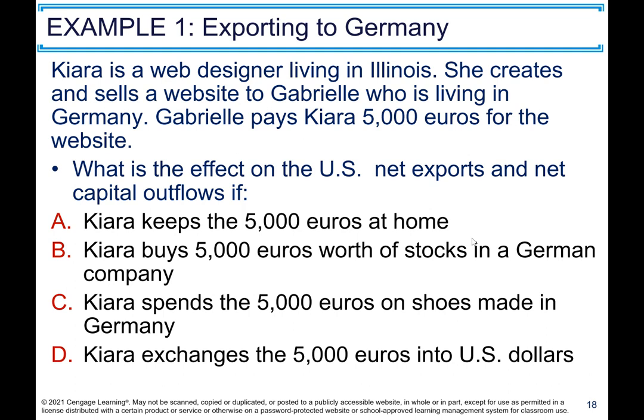What is the effect on the US net exports and net capital flows if, number A, Kiara keeps the 5,000 euros at home? Number B, Kiara buys 5,000 euros worth of stocks in a German company. Number C, Kiara spends the 5,000 euros on shoes made in Germany. And number D, Kiara exchanges the 5,000 euros into US dollars.